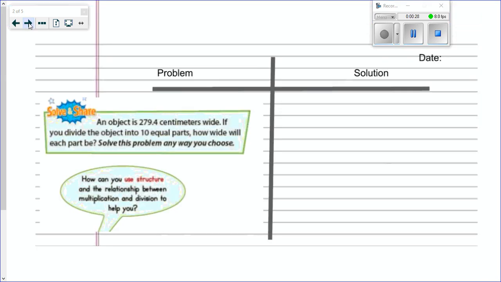Our problem today says an object is 279 4/10 centimeters wide. If you divide the object into 10 equal parts, how wide will each part be? Solve this problem any way you choose. Down below in the little bubble, it says, how can you use structure and the relationship between multiplication and division to help you? Well, the first thing we're going to do with this problem is use cubes.